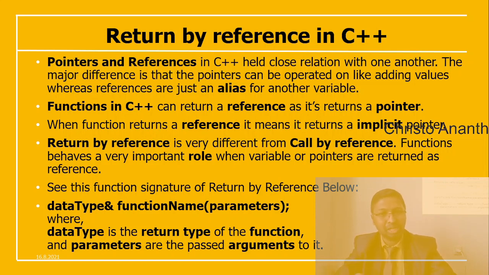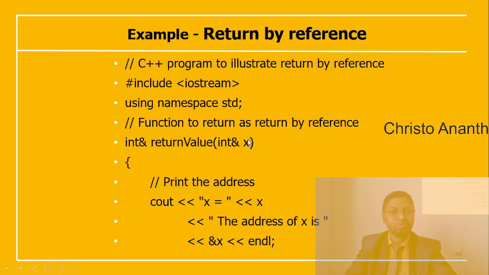So we have this syntax: data type ampersand function name of parameters. Here the data type is nothing but the return type of the function, and the parameters are the arguments passed to it. This is an example of return by reference: a C++ program to illustrate return by reference. #include <iostream>, using namespace std.